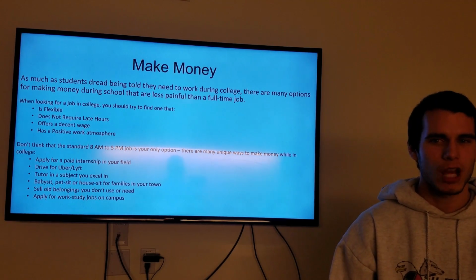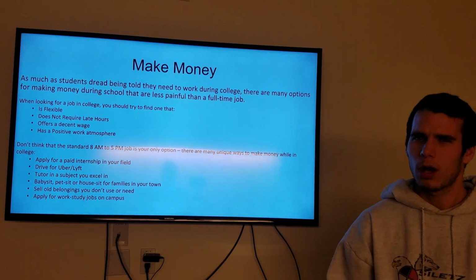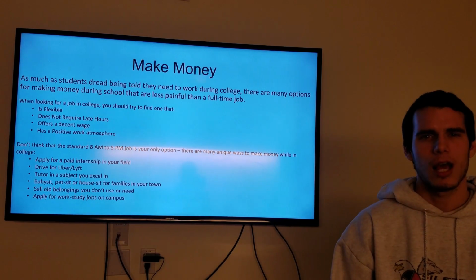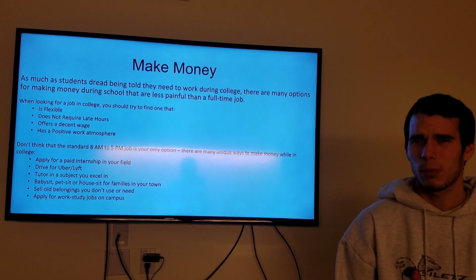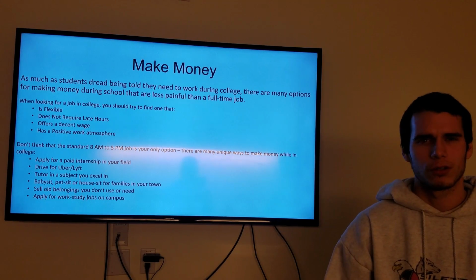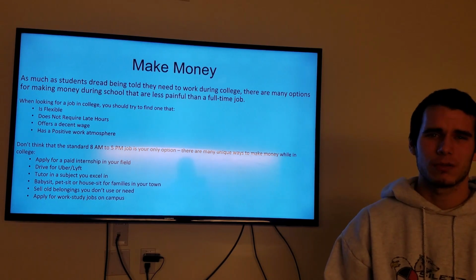When looking for a part-time job, you should look for something that's flexible, works with your school schedule. They don't really require late hours, so you don't have to stay up all night and wake up super early in the morning for work, as well as something that offers a decent wage. Minimum wage is a wage, but there's a lot of things out there that would be part-time for $10, $11, $12 an hour as well.